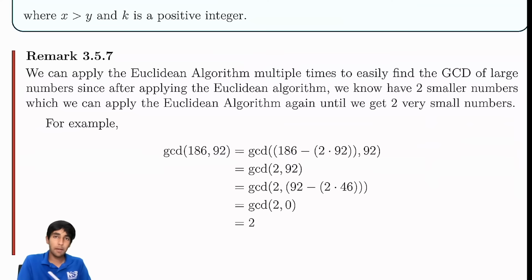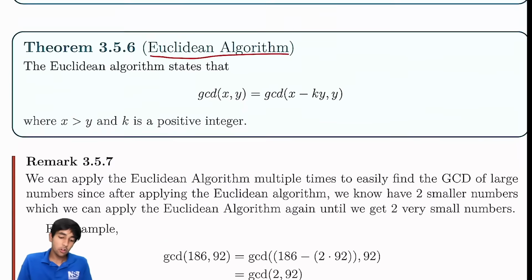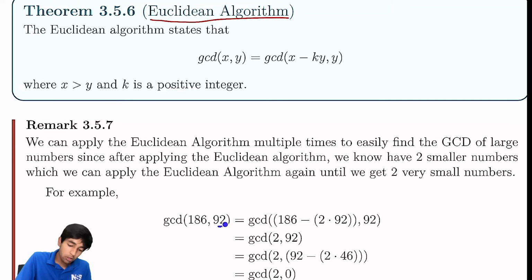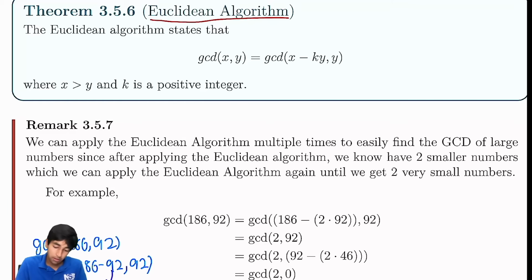And I have this whole example written out here, so you can check this out. GCD of 186 and 92. So basically what you do is you subtract multiples of 92 from 186. Basically what Euclidean algorithm states is that GCD of 186 and 92 is the same as GCD of 186 minus 92 and 92. And that we can do this again. We can subtract 2 multiples of 92. And this gives us this.